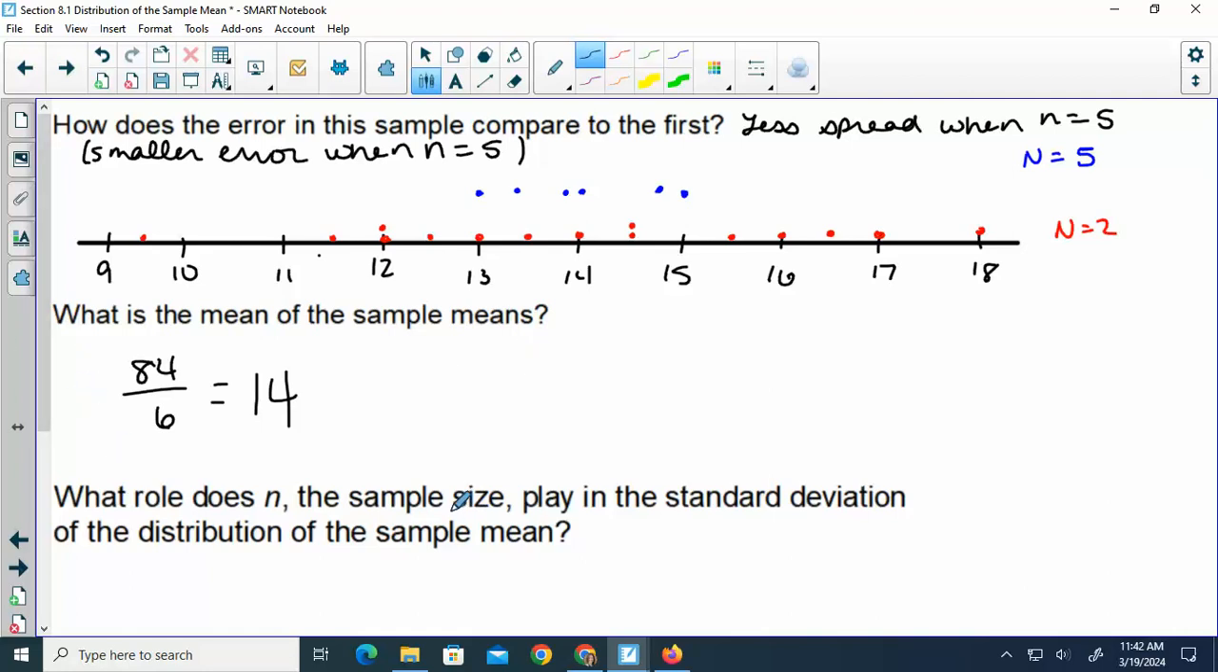So, the question here, what role does n, the sample size, play in the standard deviation? How does my n impact my standard deviation, which we know is a measure of the error? When n gets larger, what happens to our error? It gets smaller. So, the larger the n, the smaller the standard deviation, which should seem reasonable. The more people you include in your sample, the more accurate your sample will be.